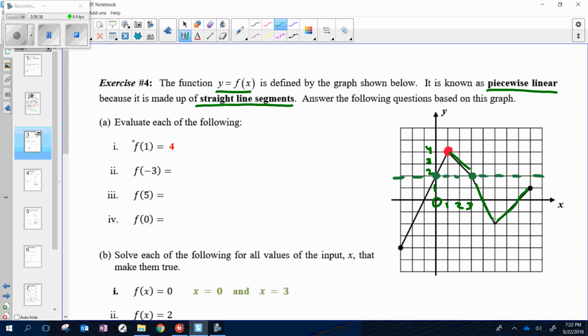Evaluate each of the following. F of 1 would be 4. That means when x was 1, we found the y value to be 4. If you look at the graph, it's the big red dot at 1, 4.